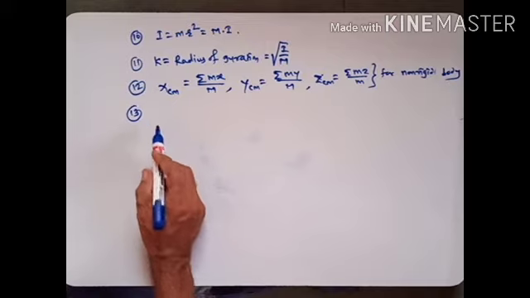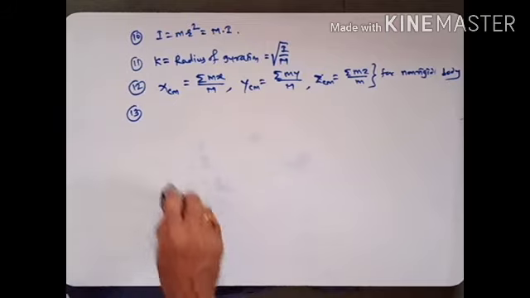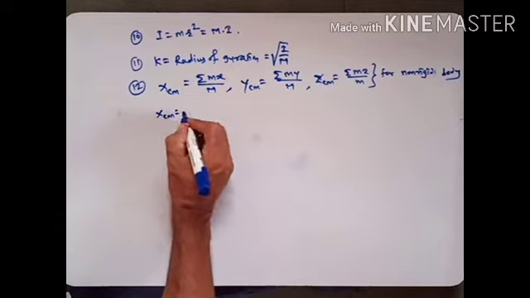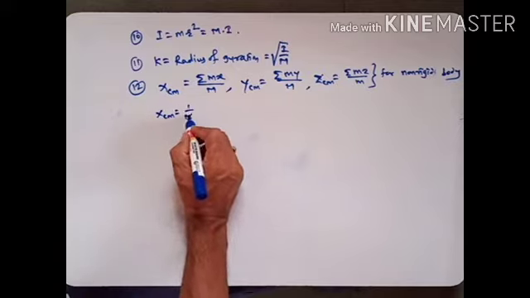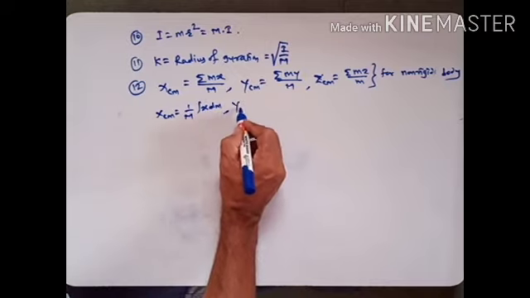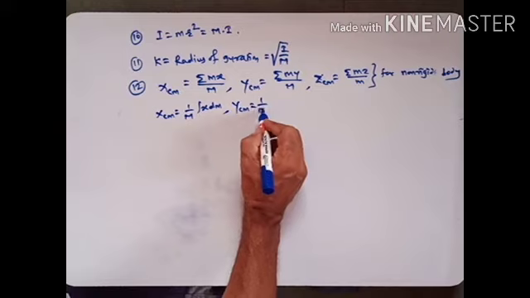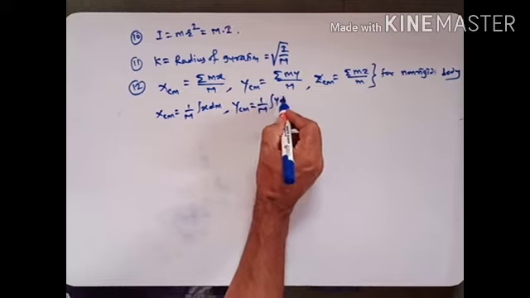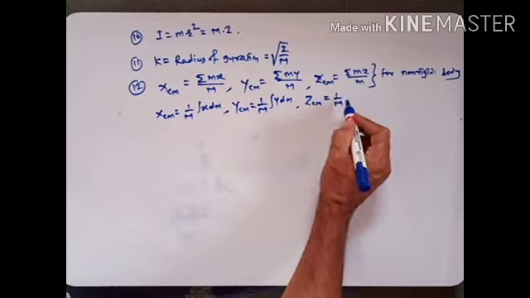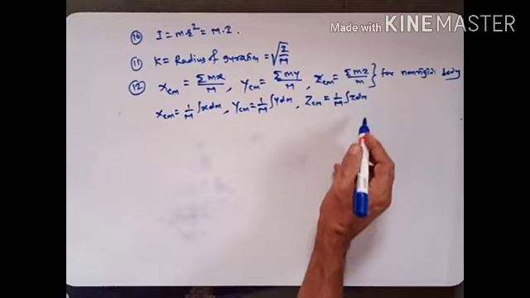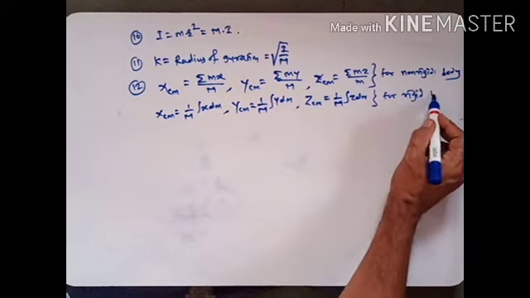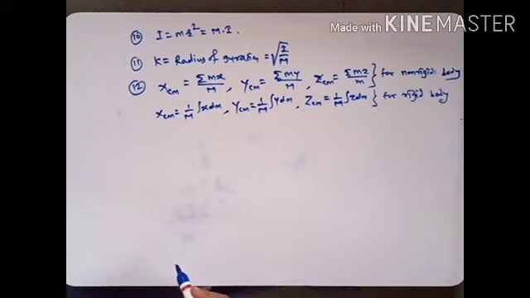Now 13. Suppose I will write in the same heading. xcm is equal to 1 upon m integration of x dm. ycm is equal to 1 upon m integration of y dm, and zcm is equal to 1 upon m integration of z dm, for rigid body.